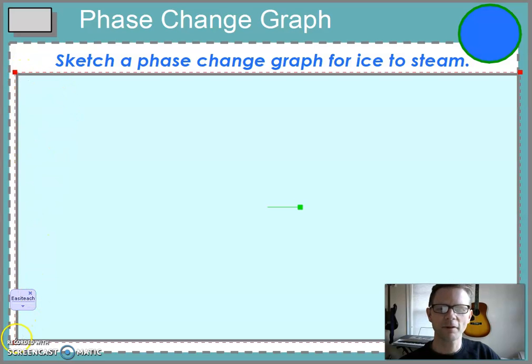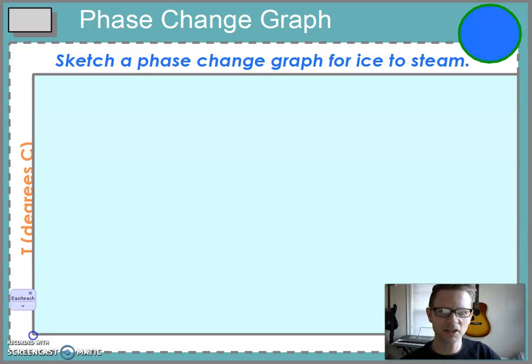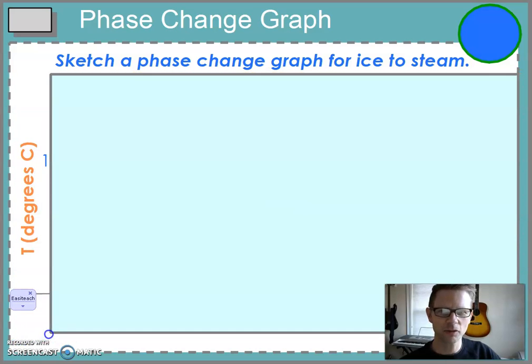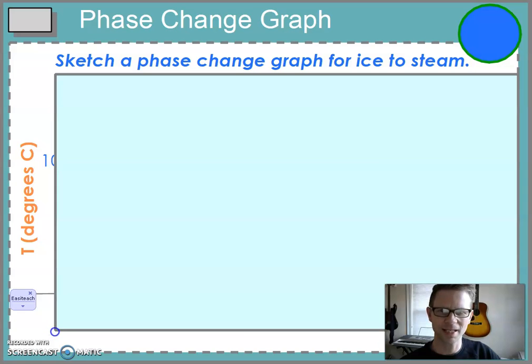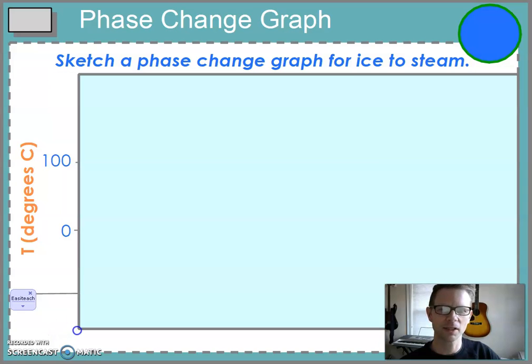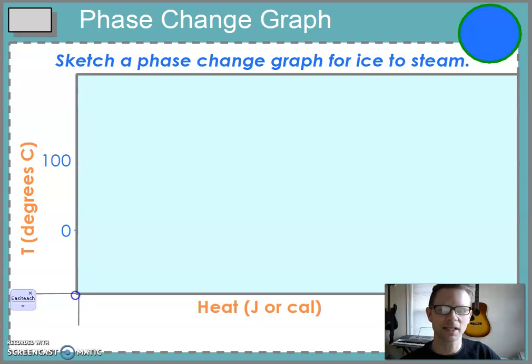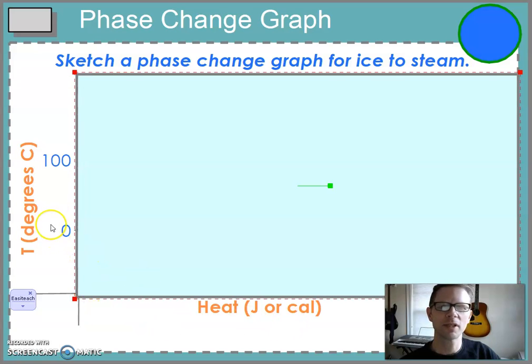Let's sketch a graph of a phase change happening for water. More specifically, it's going to go from ice to steam. In a phase change graph, what I want you to understand is it has temperature on the y-axis and it has heat on the x-axis. That means heat will increase and temperature will increase. 0 and 100 should look familiar as temperatures related to water.